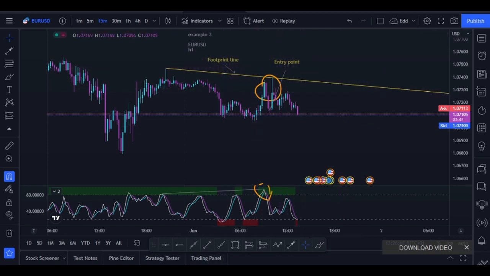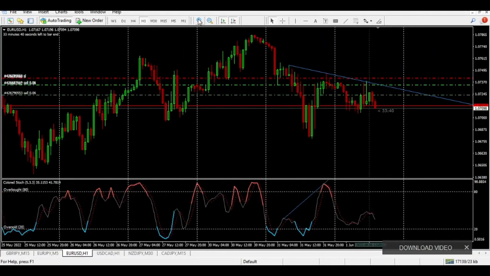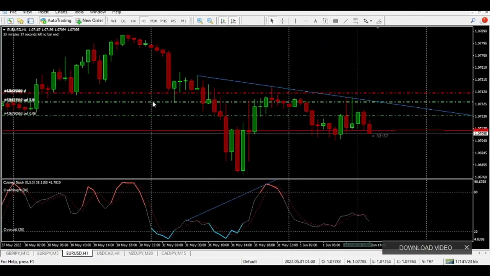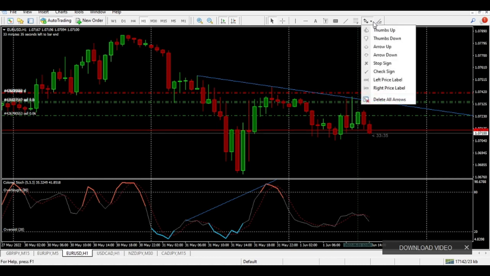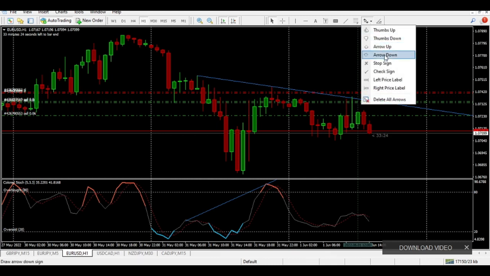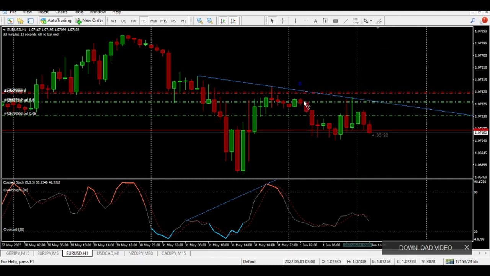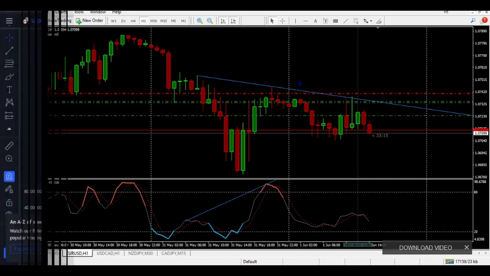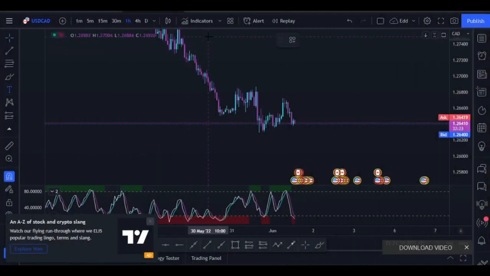Now let me show you where I took this trade in the morning. I took it here. Let me just zoom in. I executed right here in the morning. I took this trade over there. Where is this? Here. This arrow here. That's why I executed my sell, and I put my stops just above the footprint line. Let's move on to example number 4.